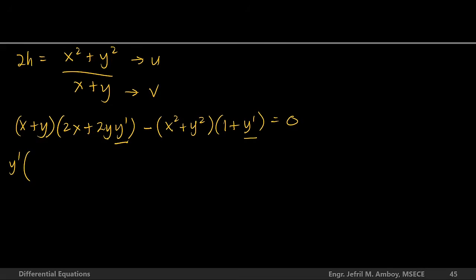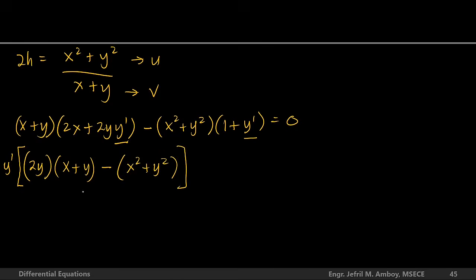So first, we have 2y na imumultiply mo sa x plus y. And then, kailangan ko pala itong lagyan ng y prime. Okay, kasi may isa pang term dito na mayroon ding y prime. Tapos ang sign niya ay minus. So dito, minus. Ano yung term na may y prime dito? Here, y prime will be multiplied with x squared plus y squared.